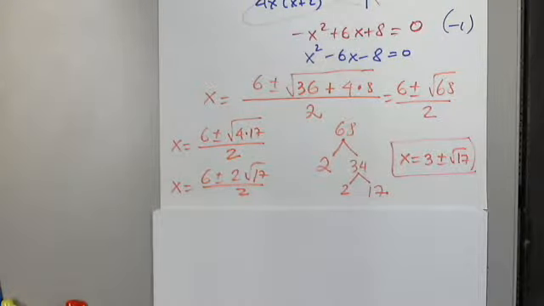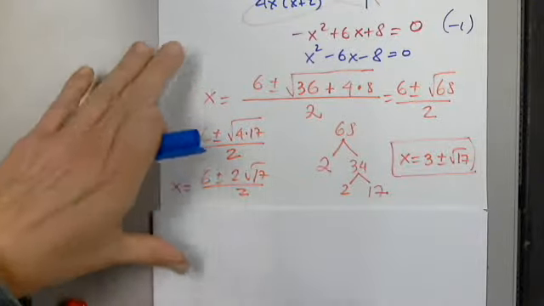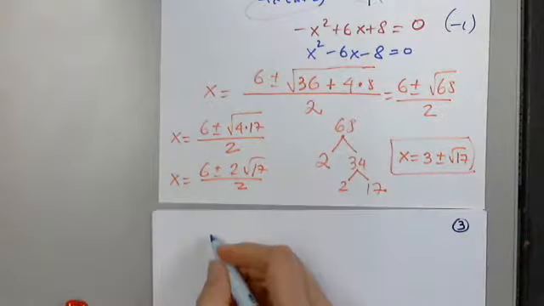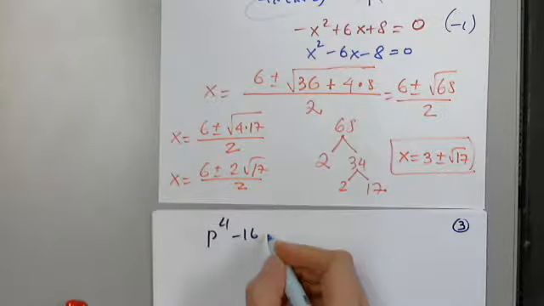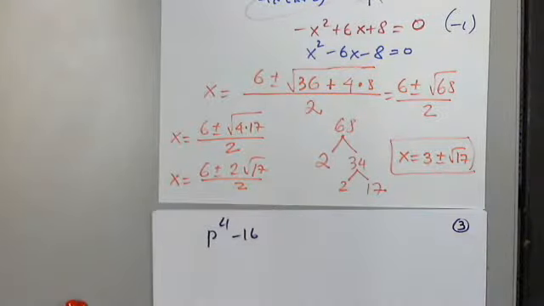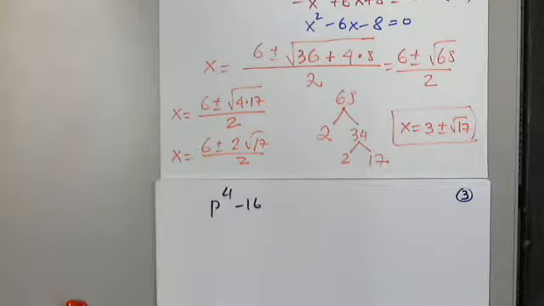So now let's continue. If you have other questions for me, please. Yes, there was one. The problem was p to the 4th minus 16. Let me write it. Sorry. Yes. p to the 4th minus 16. Okay, so we're asked to factor. What type of polynomial is this? Very good. It's a binomial.